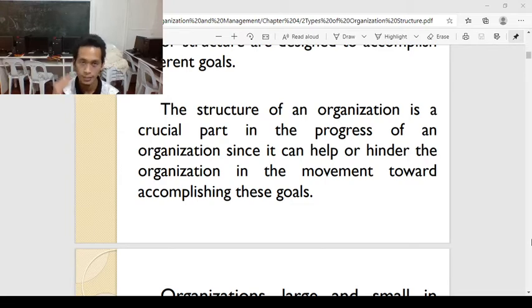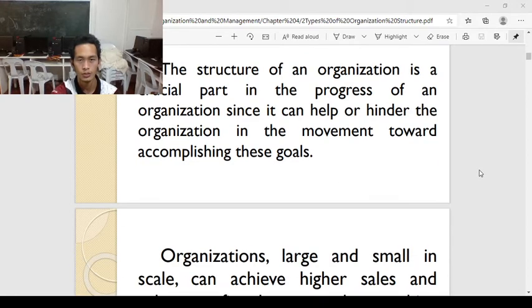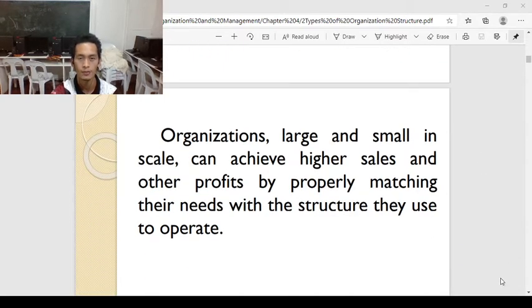So an organization has its own goals and objectives, and based on those goals and objectives, the structure of the organization is built. The structure is very crucial, very important in the progress of the organization. If the organization has a well-designed, well-crafted structure, relationships are clearly emphasized, and duties and responsibilities are also clearly emphasized, making it easy for the organization to achieve its goals and objectives.